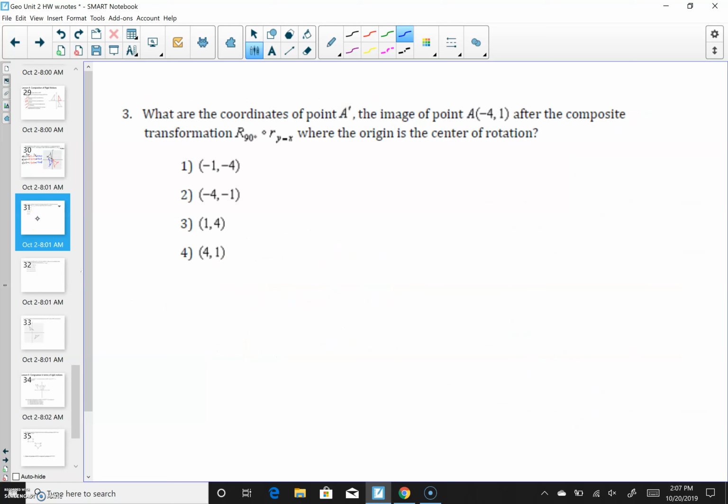What are the coordinates of A prime, the image of A (-4, 1), after a composite transformation, a rotation 90 degrees composed with a reflection over y = x, where the origin is the center of rotation? So the first thing we have to do, we'll take (-4, 1). Again, we work from right to left, so we're going to reflect it over y = x, which means we're going to end up flipping our coordinates and we get (1, -4).